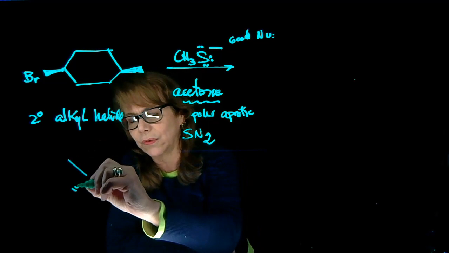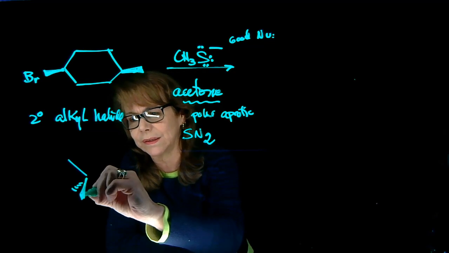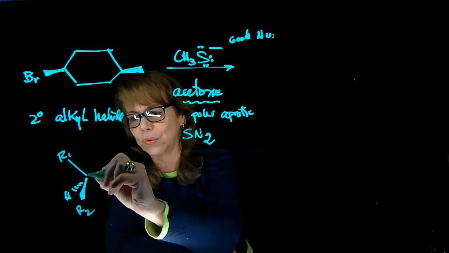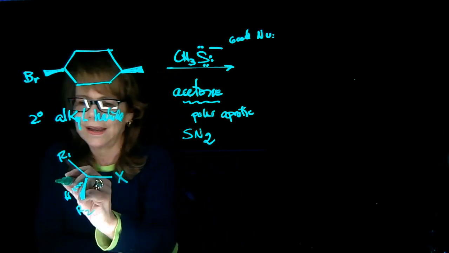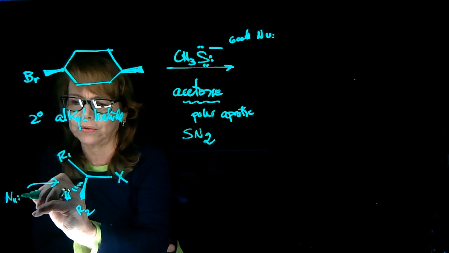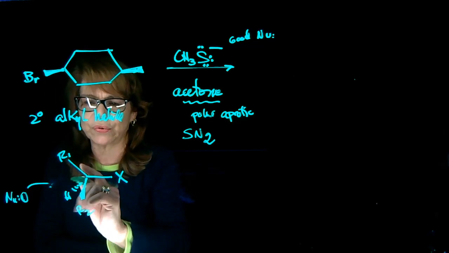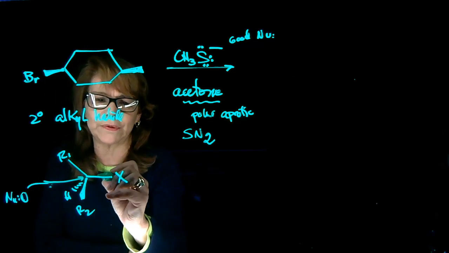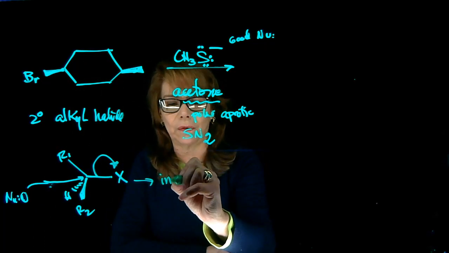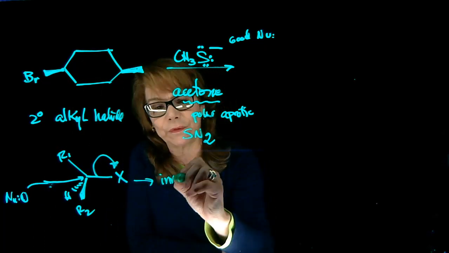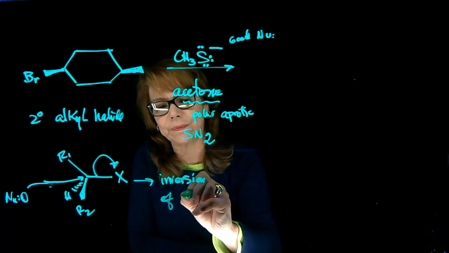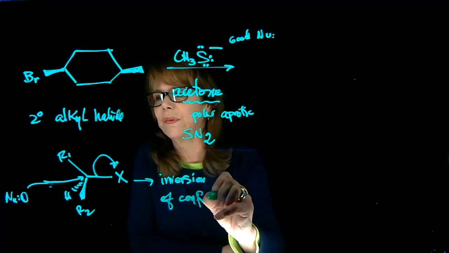Just to remember the mechanism, say this is R1, R2, and that's any halide. If we have an SN2 reaction, say that we have a good nucleophile, and it's going to attack here at your alpha carbon, then the attack is from the backside. And so the product has inversion of configuration if this is a chiral center.